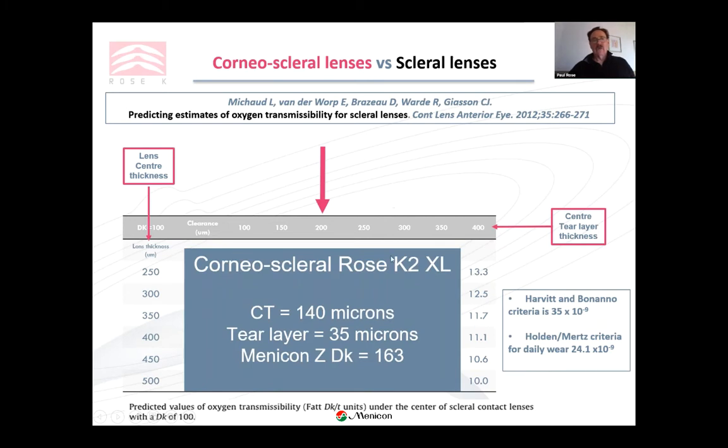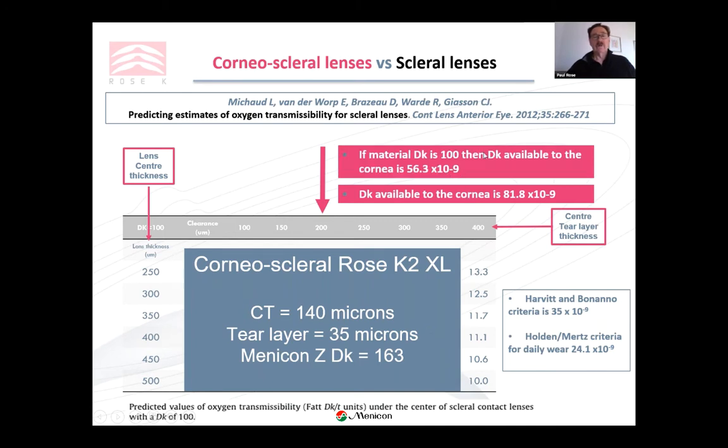If we look at the corneal scleral Rose K2 XL, where you have a center thickness of only 140 microns, I postulate, I've used here a tear layer of 35 microns, and you have a high Dk material, you actually get a Dk/t available to the cornea of nearly 3 times what we require. Even if we use a material of 100 Dk, we still have at least twice what we require to meet the daily wear requirements for the cornea.